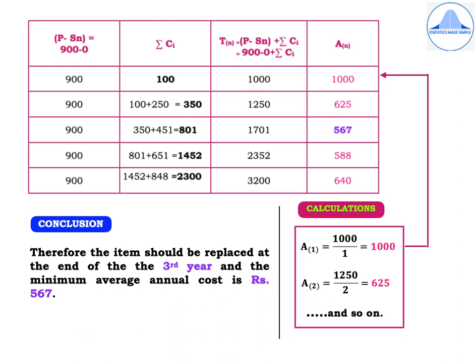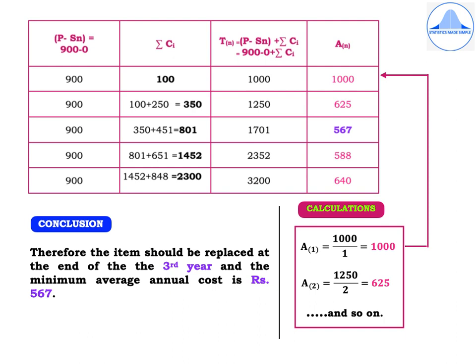Forming the next table, in the first column we have P minus Sn, which is 900 minus 0, which is 900. So P minus Sn values for the years 1 to 5 will be 900. Next, find out summation Ci, which is 100. Then you have 100 plus 250, which is equal to 350. 350 plus 451 is 801. 801 plus 651 is 1452. 1452 plus 848 is 2300.